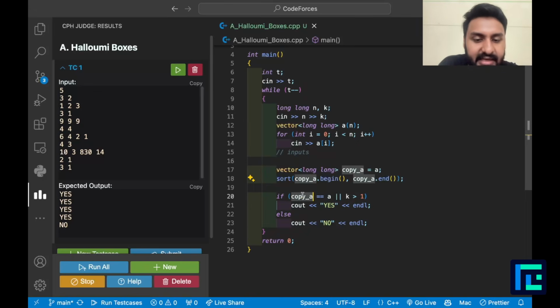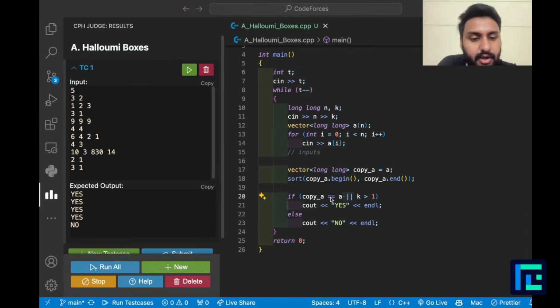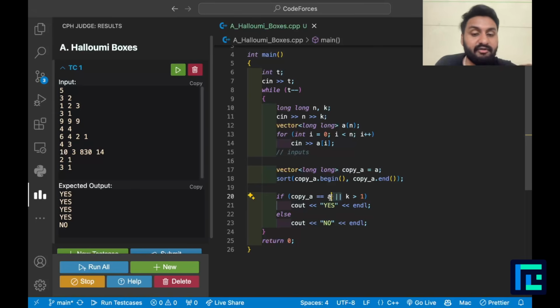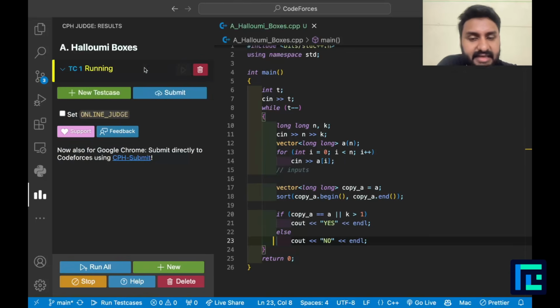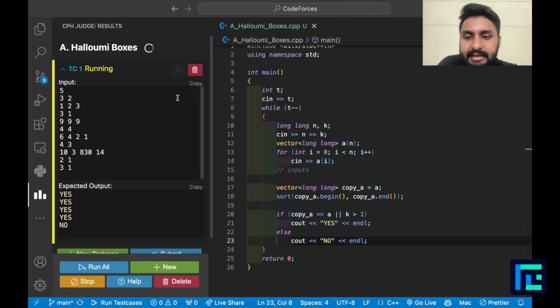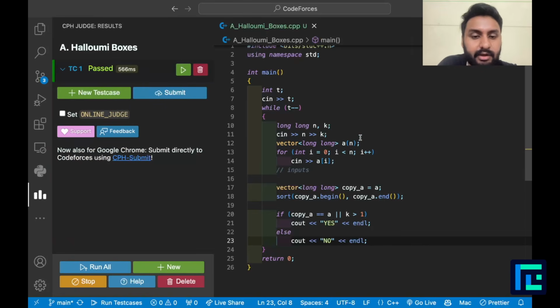So how do I check that? I'll say, is my copy of a, that is the sorted a itself, equal to the initial a? If it's equal, or if k is greater than 1, in both cases, remember, I wanted to print a yes. So if copy of a is equal to a, or k is greater than 1, I will print a yes. Else, this case is only when the array is unsorted and k was 1. In this case, I print a no. And I'll be good to go. Alright, so this definitely passes the sample cases and it's going to pass all the cases and get you an AC on Codeforces.